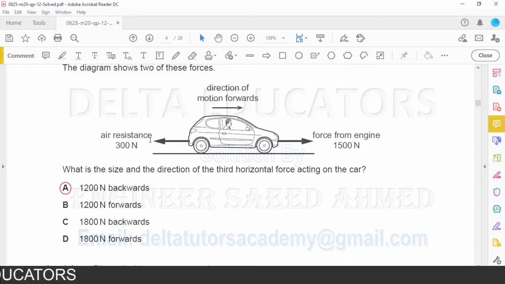1200 plus 300 is equal to 1500. This 1500 backward force is equal to the forward force, that is 1500. So both the forces will cancel out each other and the resultant force will be equal to 0. Because the resultant force is 0, the acceleration is 0 and the car is moving with a constant speed. So the correct option is option A, 1200 Newton backwards.